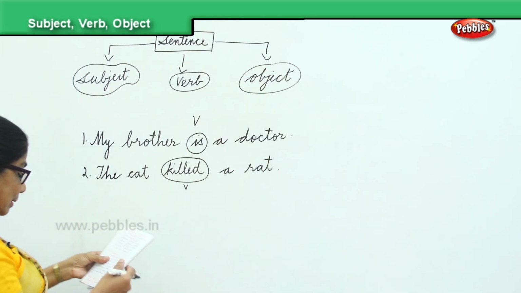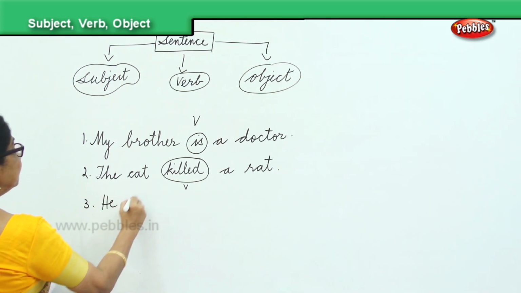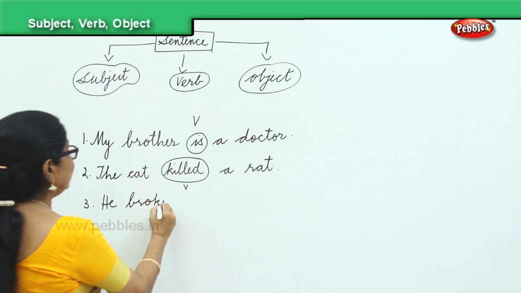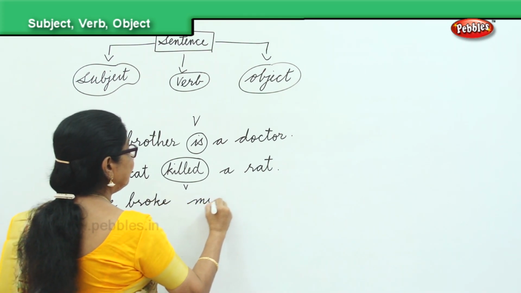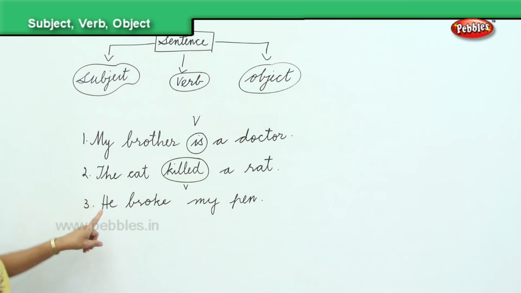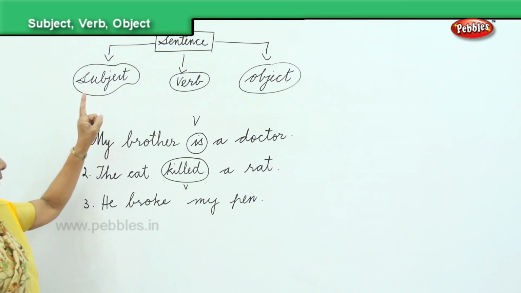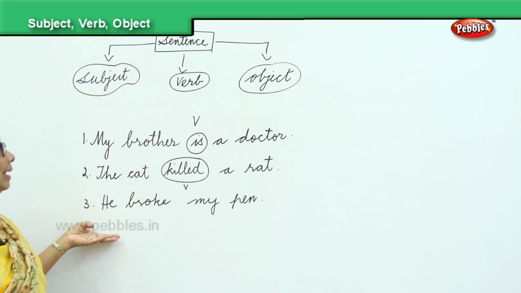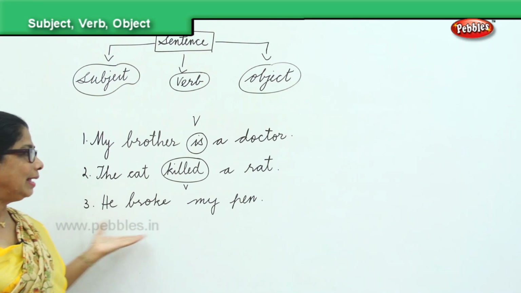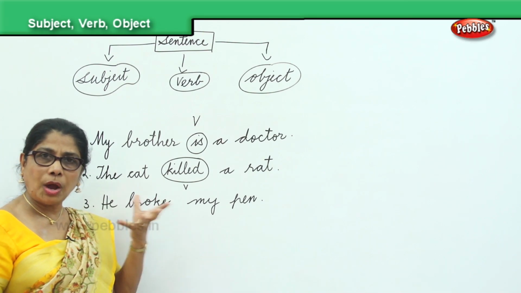I'll give you another sentence. He broke my pen. Now, it begins with the capital letter and ends with the full stop. What is the subject here? The subject is he. Where is the verb? Broke. What did he break? He broke my pen. Object. So you know how to pick out.